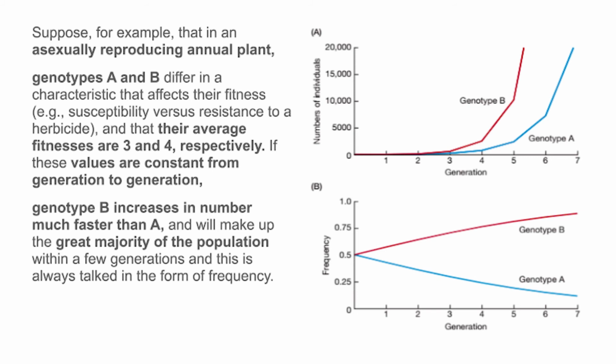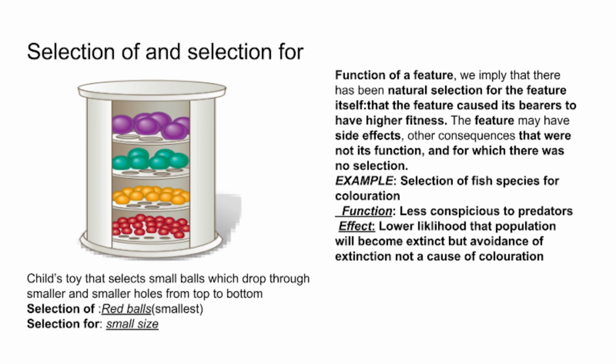In the first graph, the A graph, it can be seen that over the generations genotype B has increased in number more than genotype A. Also in the second graph, we can see that the frequency of genotype B is higher than genotype A. Therefore, we can say that the one which has higher fitness will be suited for the environment and eventually will increase its number. Now let us understand what we mean by selection of and selection for a trait.